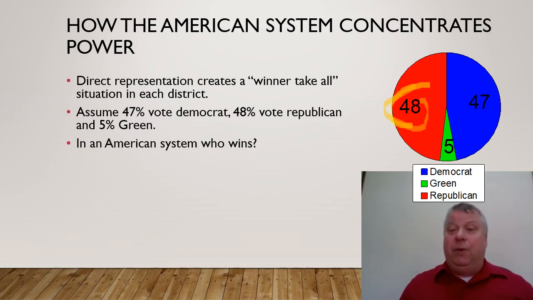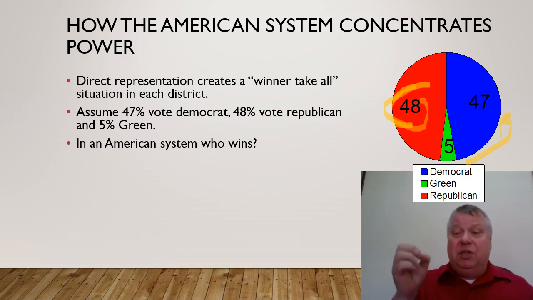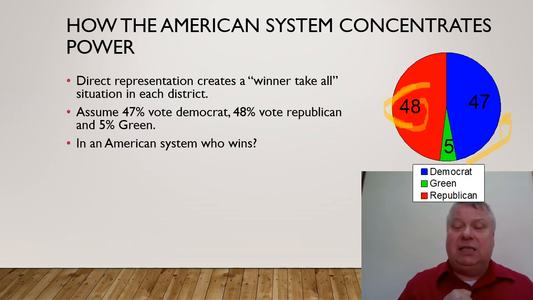So they win. But what happens here? Those 5% of Greens probably would not have voted Republican. If the Green Party had not been there, those votes would have gone to the Democrats. In other words, the Democrats probably would have won that election and they would have gotten that seat, right? So in the American system, the third party takes away power from the party that is closest to it. They end up destroying their own philosophy, right?